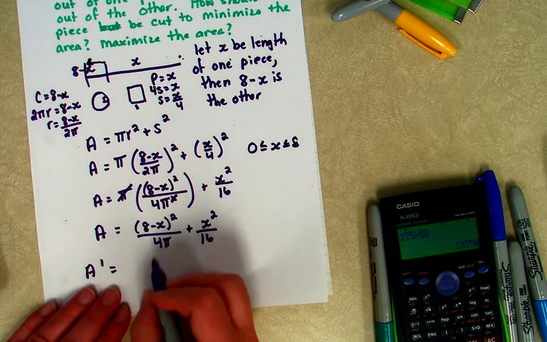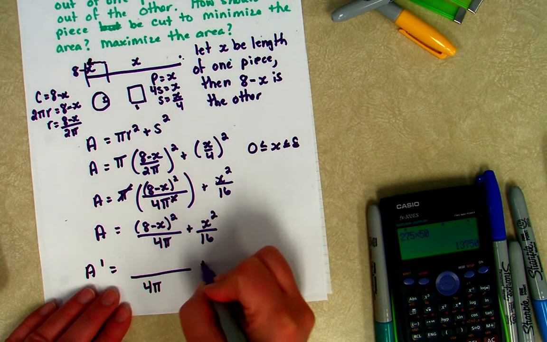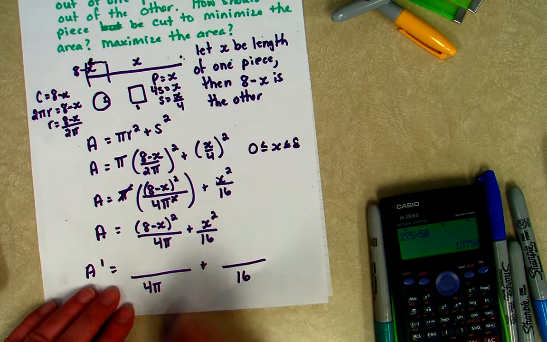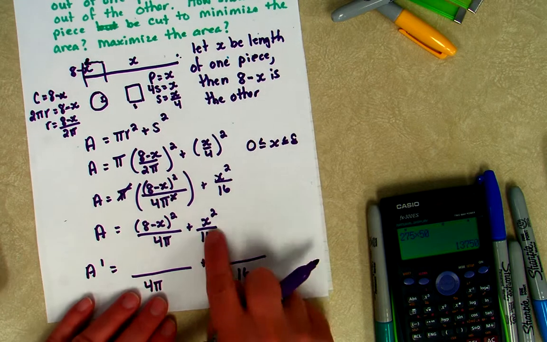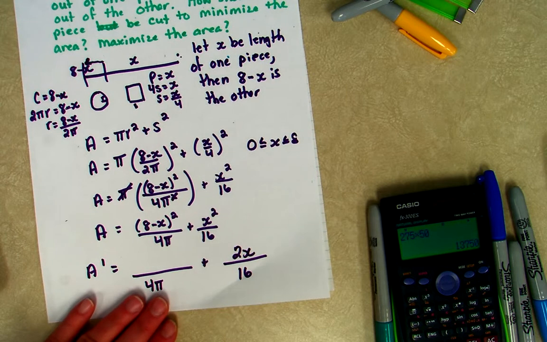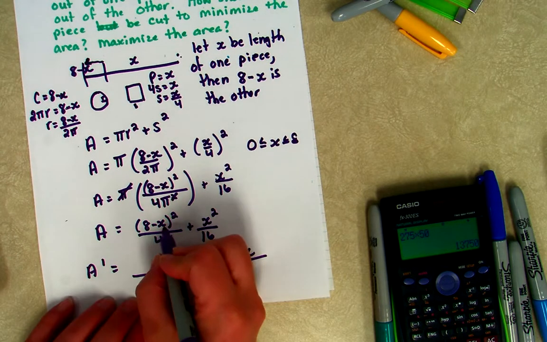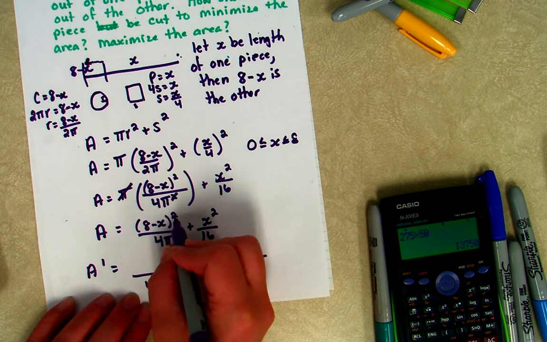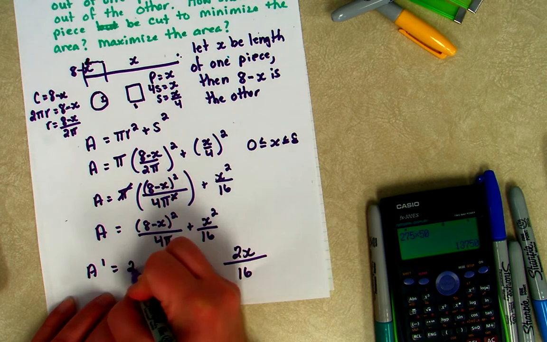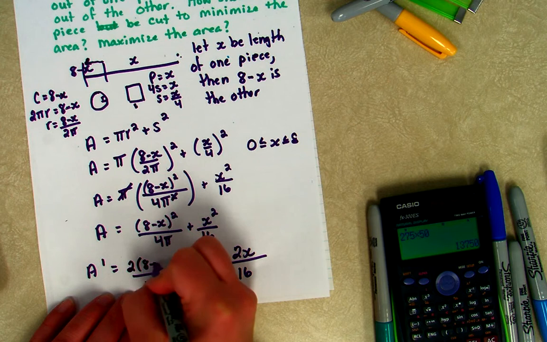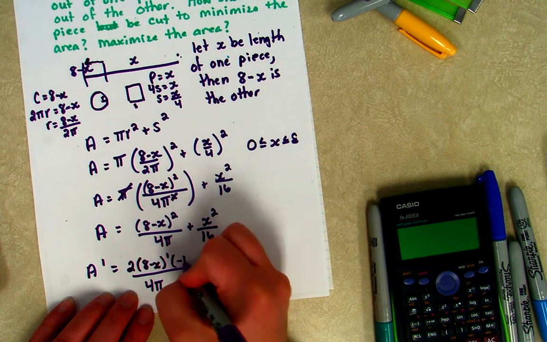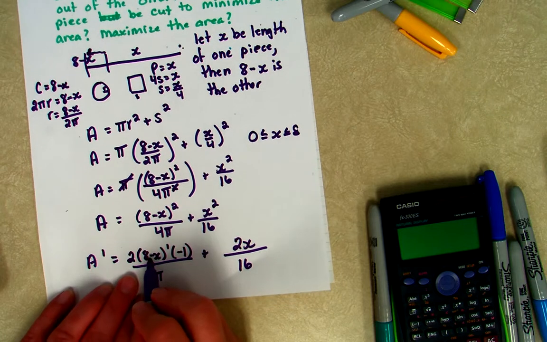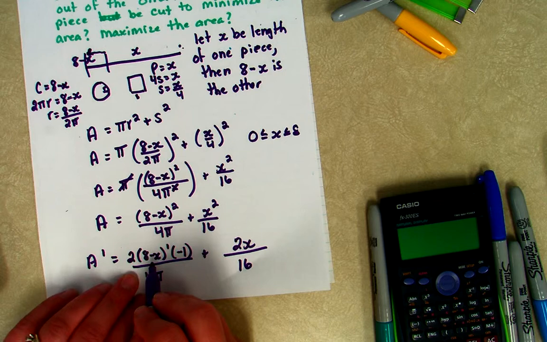Now I'm very carefully going to find this derivative. Now, 4 pi is a constant, so it's just going to stay there. Same with the 16. They're constant, so this is not quotient rule. There's no variables in the bottom. I'm going to do the derivative of x squared first because it's a little easier. I get 2x. Now I'm going to do the derivative of 8 minus x squared using chain rule. The 2 comes down in front. I leave 8 minus x the same, and I get 1. But then I have to multiply by the derivative inside, and the derivative of 8 minus x is negative 1 because my x is negative.